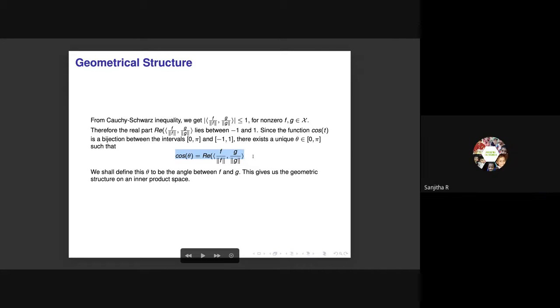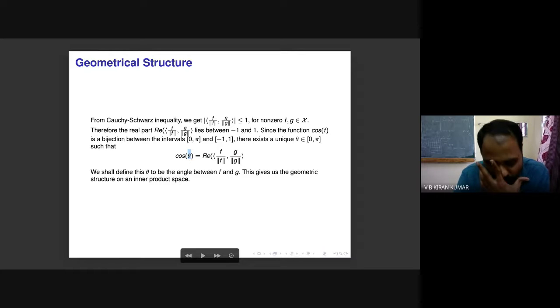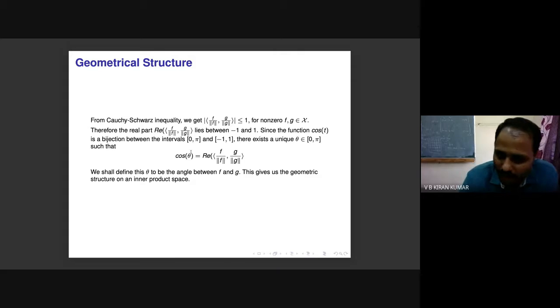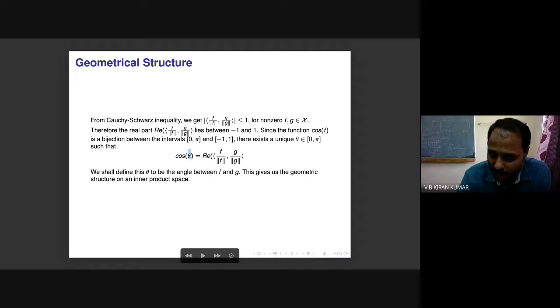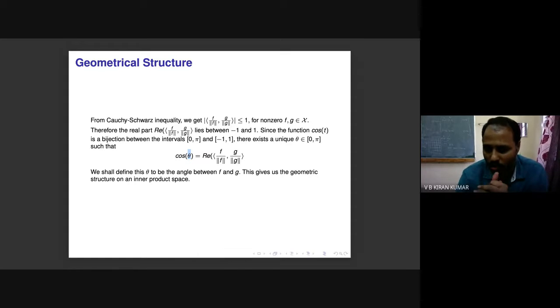That theta is what you define as the angle between f and g. This is exactly the analog of what we did with the dot product. For example, when theta equals pi by 2, the angle is pi by 2, which means f and g are perpendicular to each other. Then this part should be 0. This is the intuition behind defining f and g to be orthogonal whenever their inner product equals 0. Shall I proceed further?